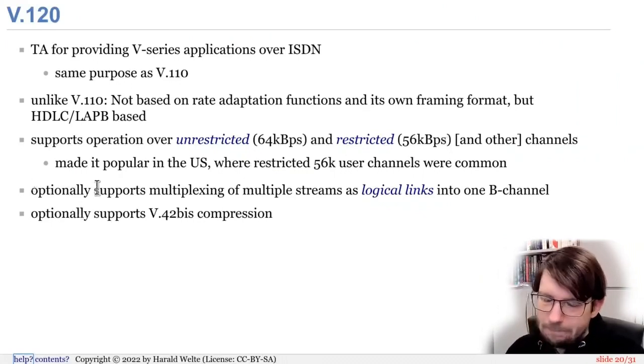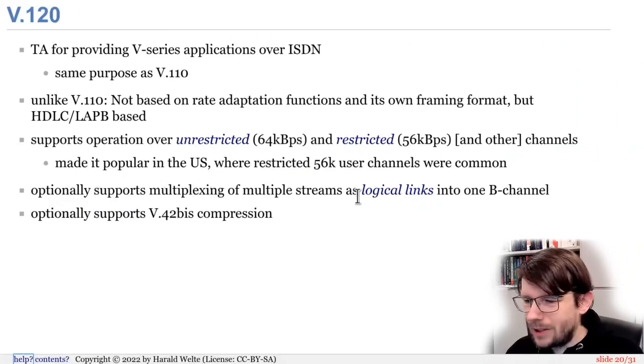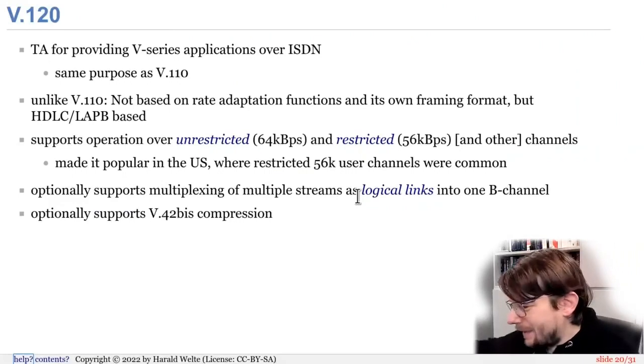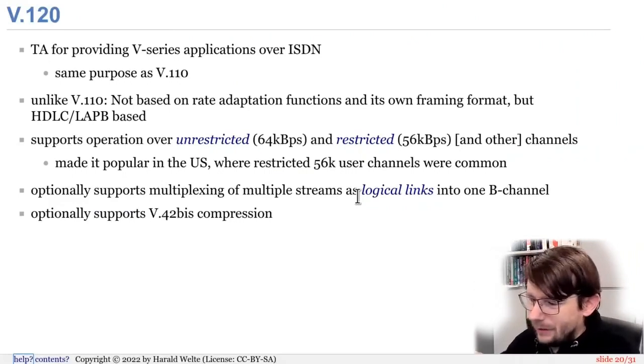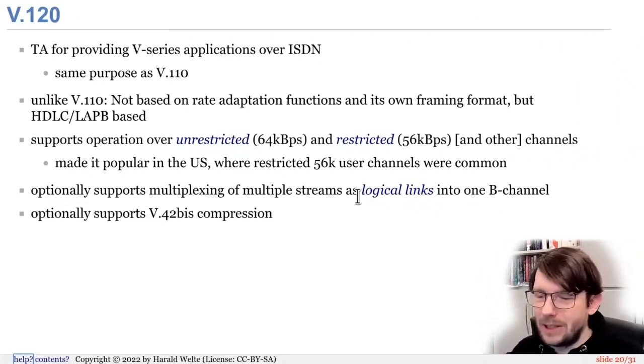Also, unlike V.110, it supports multiplexing multiple low bitrate serial streams as logical links over one B channel. I'm not sure any terminal adapters actually implemented it, but at least in the spec, it's possible to do so, which of course makes sense. If you had such applications, why would you have one dedicated B channel for every 2400 BPS link? You could just aggregate them and multiplex them.